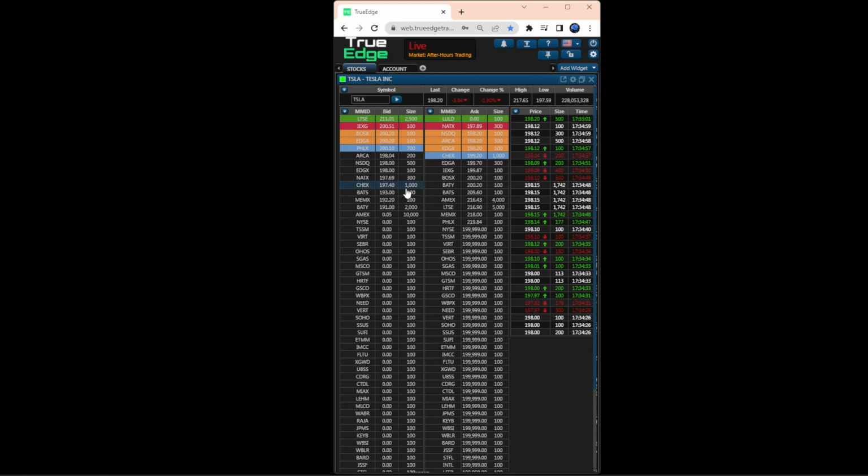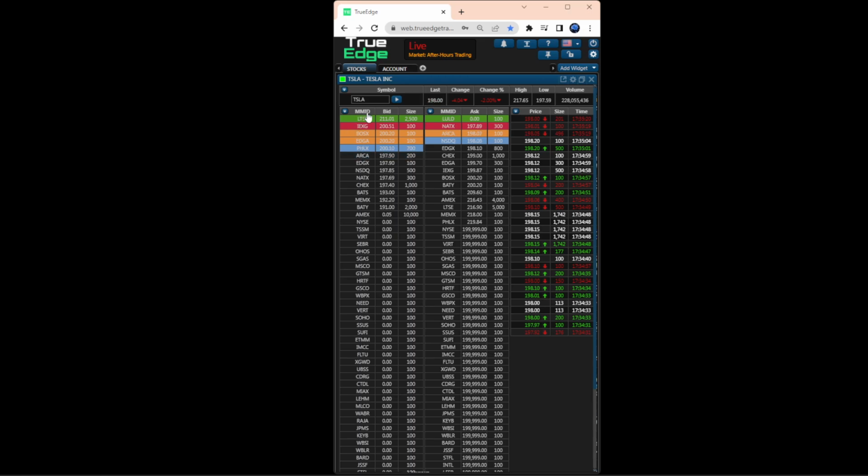So this is an introduction to the order book. So we know this is time and sales. Green means someone bought an offer, the ask. Red means someone sold a bid. And white means that the transaction occurred in between.